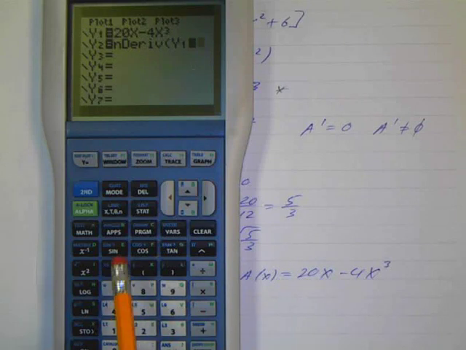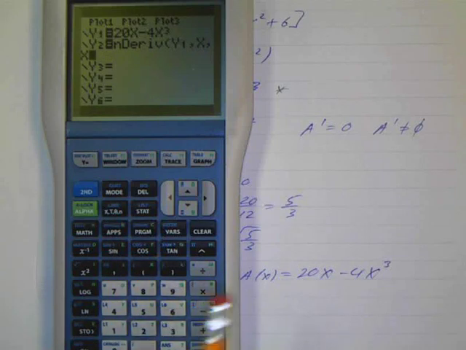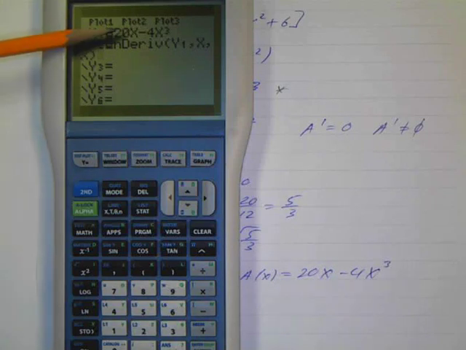Then if I press comma X and comma X, I'm going to do X with respect to X in parentheses, that will actually graph the derivative of this. In other words, that would graph 20 minus 4x squared.